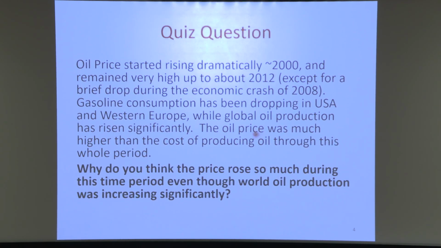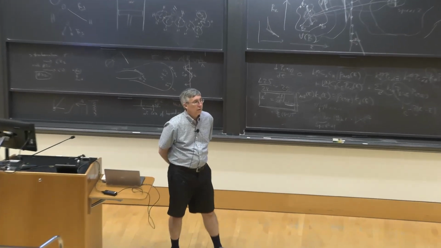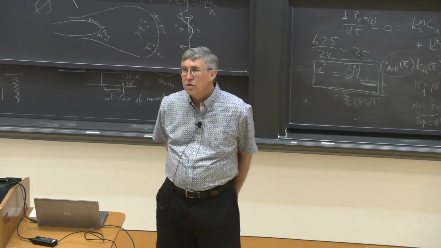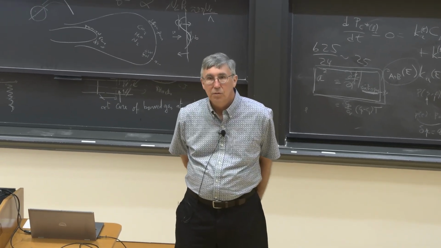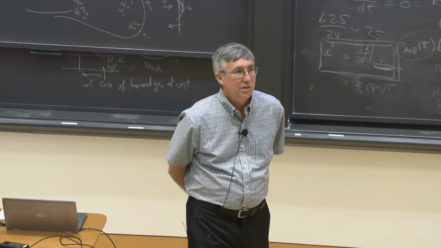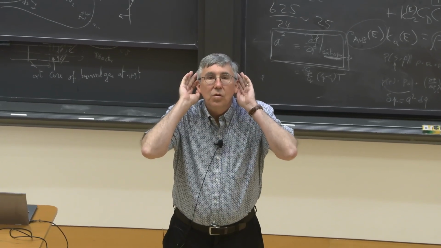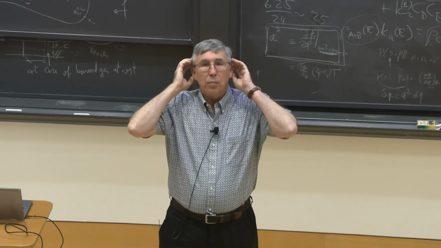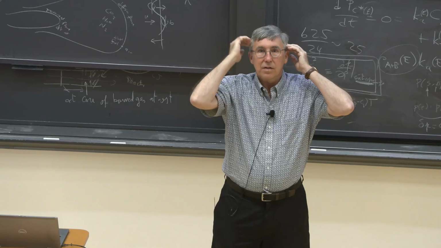All through this period, the oil price was much higher than the cost of producing the oil. Why do you think the price went up so much, even though the oil production was increasing very significantly during that time? You guys remember from economics, right? Normally when the production of something goes up, you would think the price would go down. But in this case, the production went up and the price went up. What's going on? Say it again? Consumption was going high, okay. But in the US and Western Europe, it was not going high. So where was it going up?